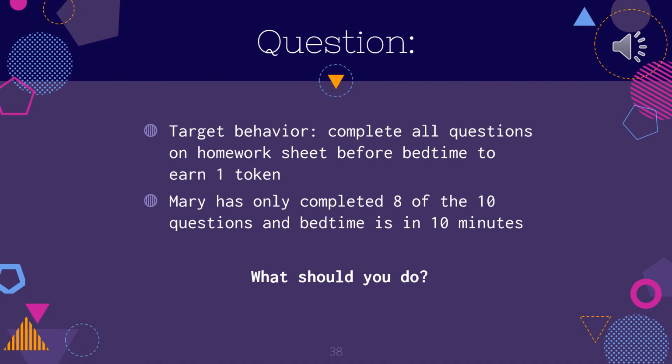Question. Let's take a look at this case study. The target behavior you are looking at is completing all questions on a homework sheet before bedtime to earn 1 token. Mary, your client, has only completed 8 out of the 10 questions, and bedtime is in 10 minutes. On your homework sheet, fill in the question, what should you do? I'll give you some time to get that question filled in.